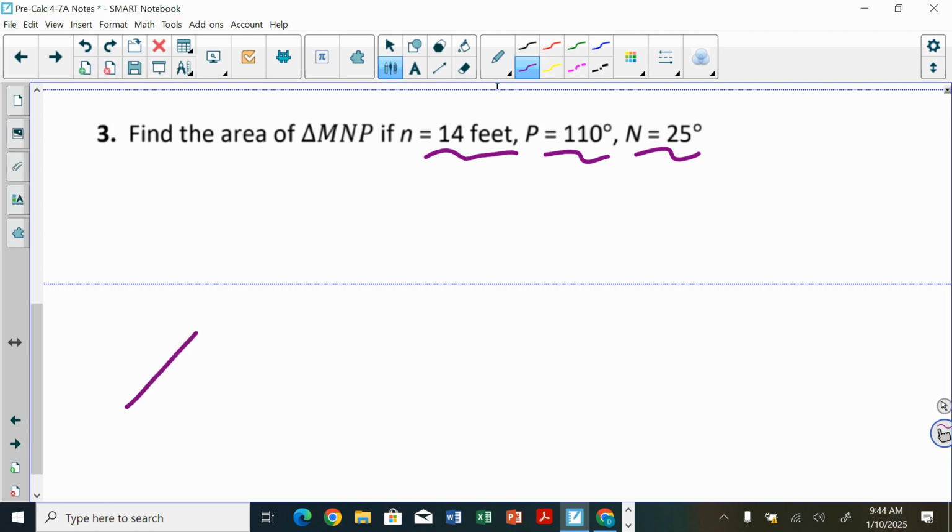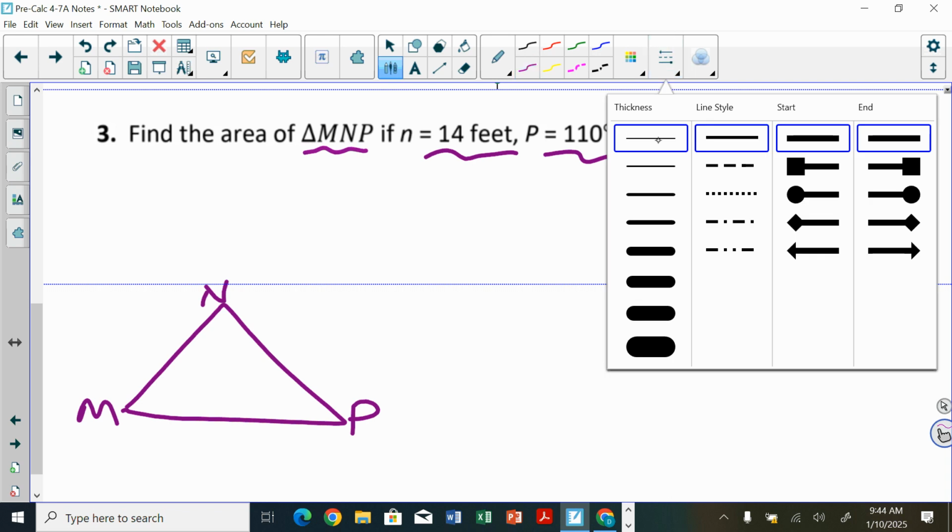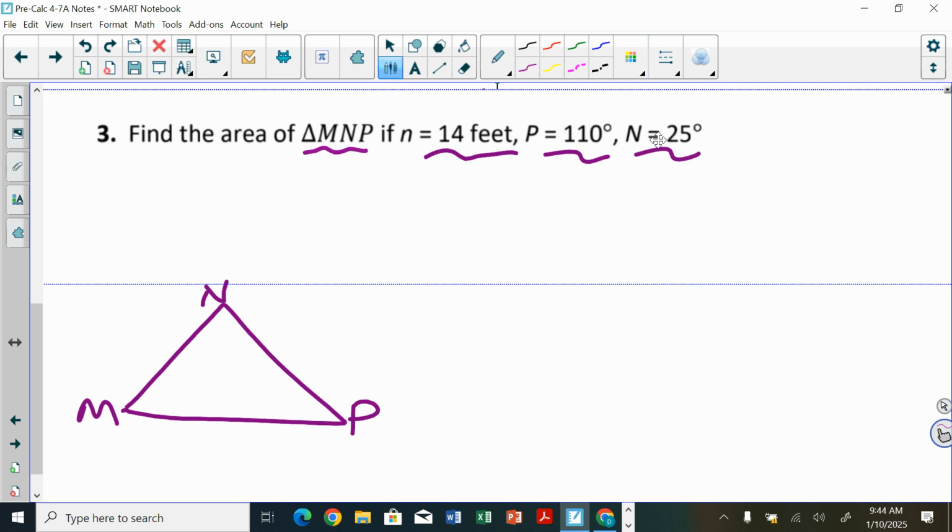And I'm just going to draw a normal triangle. It doesn't really matter. Okay, I'm going to say this is M, this is N, and this is P. That kind of matters when we go orientation. You kind of have to go around in order alphabetically. All right, so what do we know? We know that side N would be down here, would be 14 feet. Remember, opposite of angle N. And we're given that P is 110 degrees and angle N is 25 degrees.